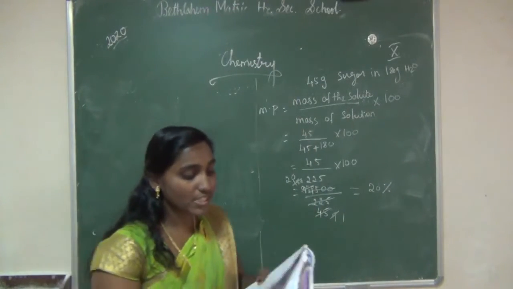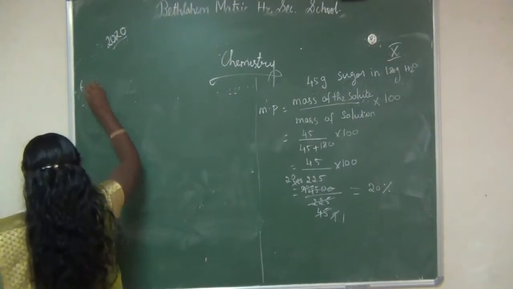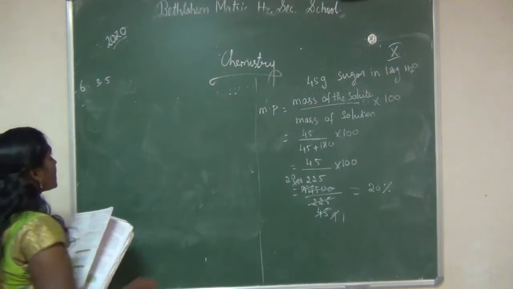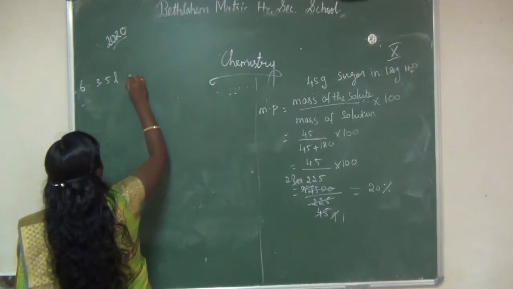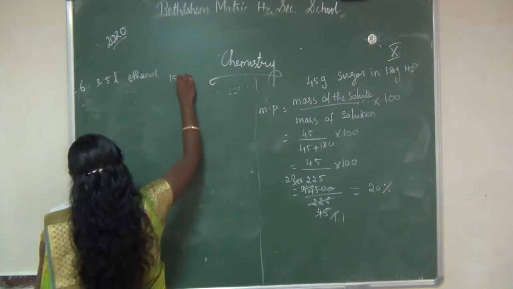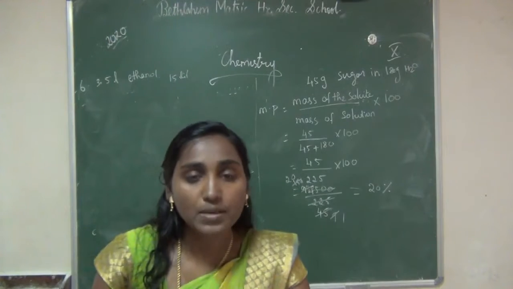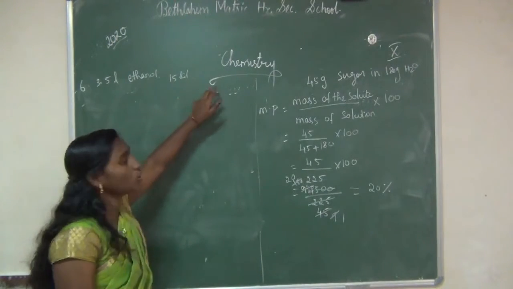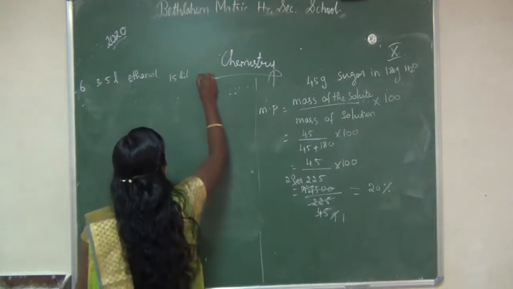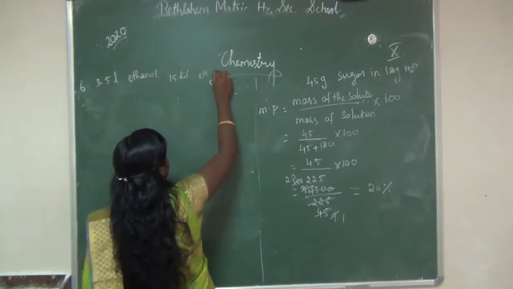The next question, the 6th one. Roman letter 6. 3.5 liters of ethanol is present in 15 liters of aqueous solution of ethanol. Calculate the volume percentage.